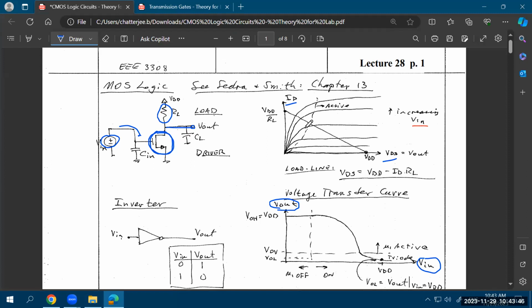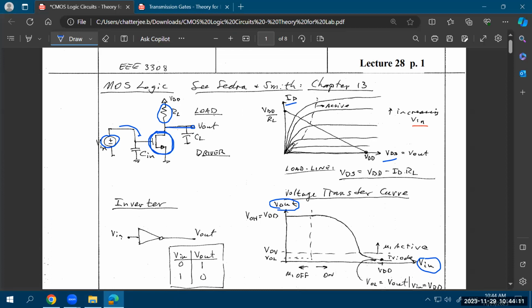You already know the concepts of load line and the output characteristic of a device, and the point where the load line and the output characteristic of the MOSFET intersect is basically the operating point of your system. As you change the value of RL, this load line will move. If you change the VGS of the MOSFET, the output characteristic will move.